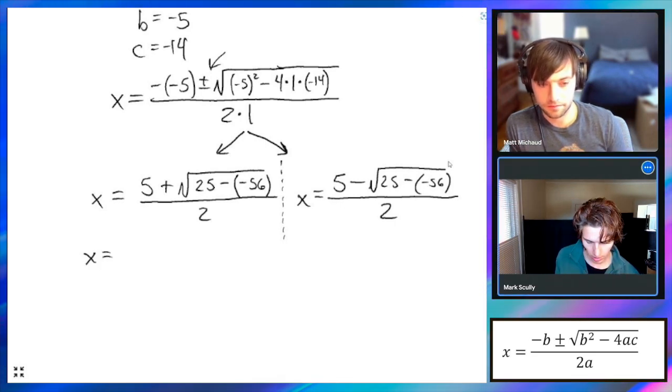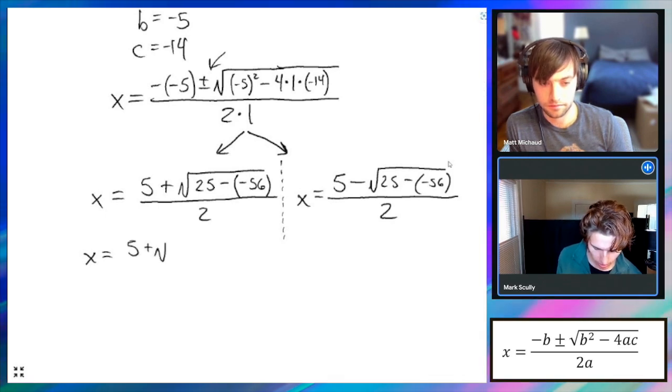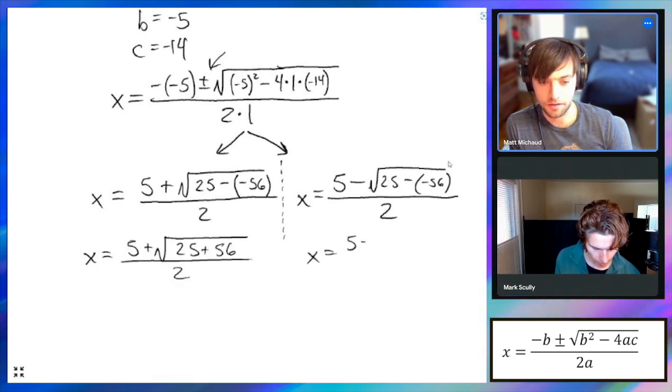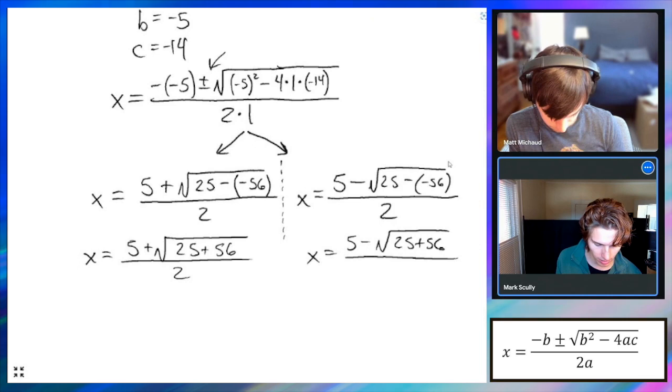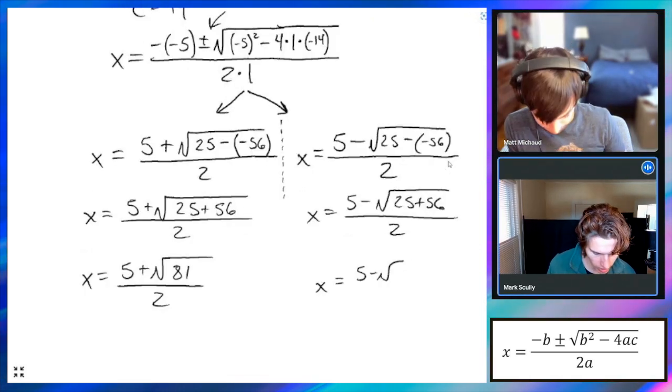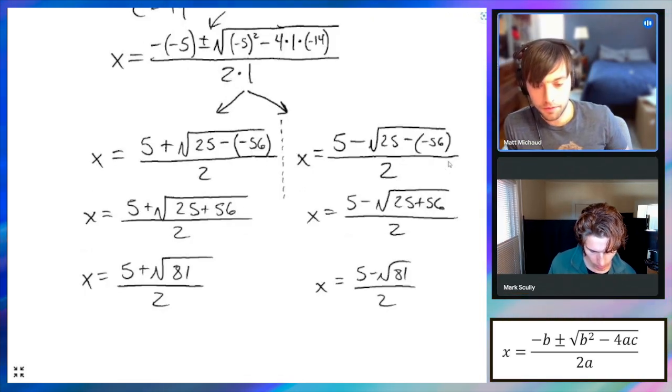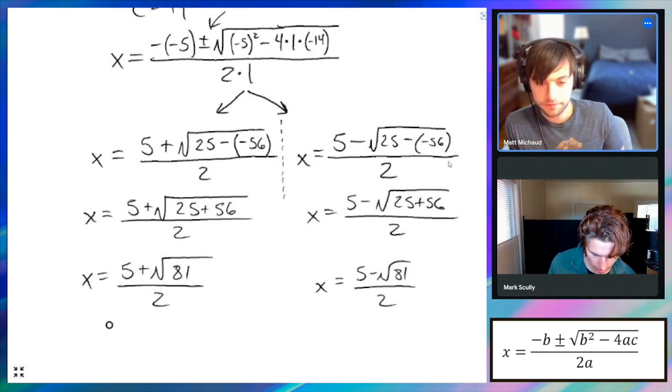Let's simplify. So now you have 5 plus the square root of 25 plus 56 over 2. This is 5 minus the square root of 25 plus 56 over 2. Perfect. Go ahead and do 25 plus 56. 81. Do you know the square root of 81? Isn't the square root of 81 9? Yes.